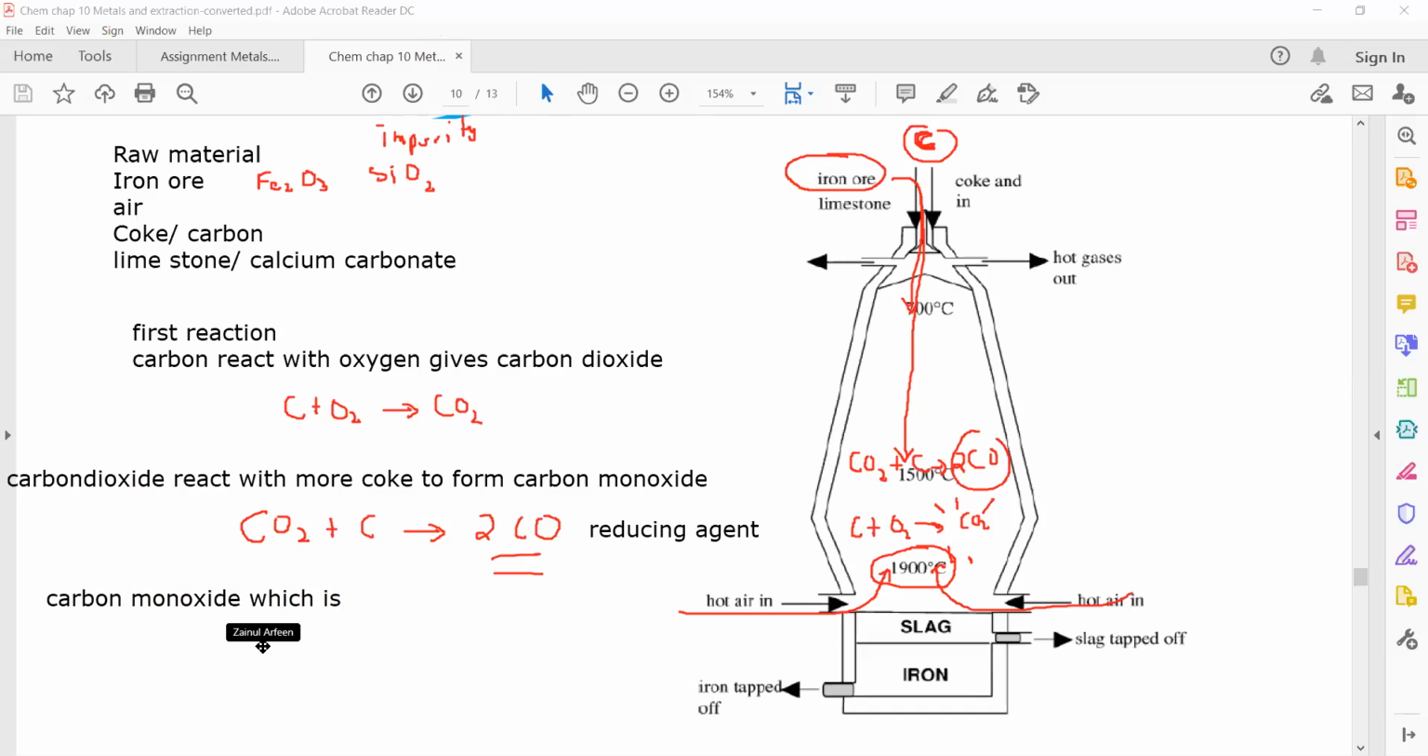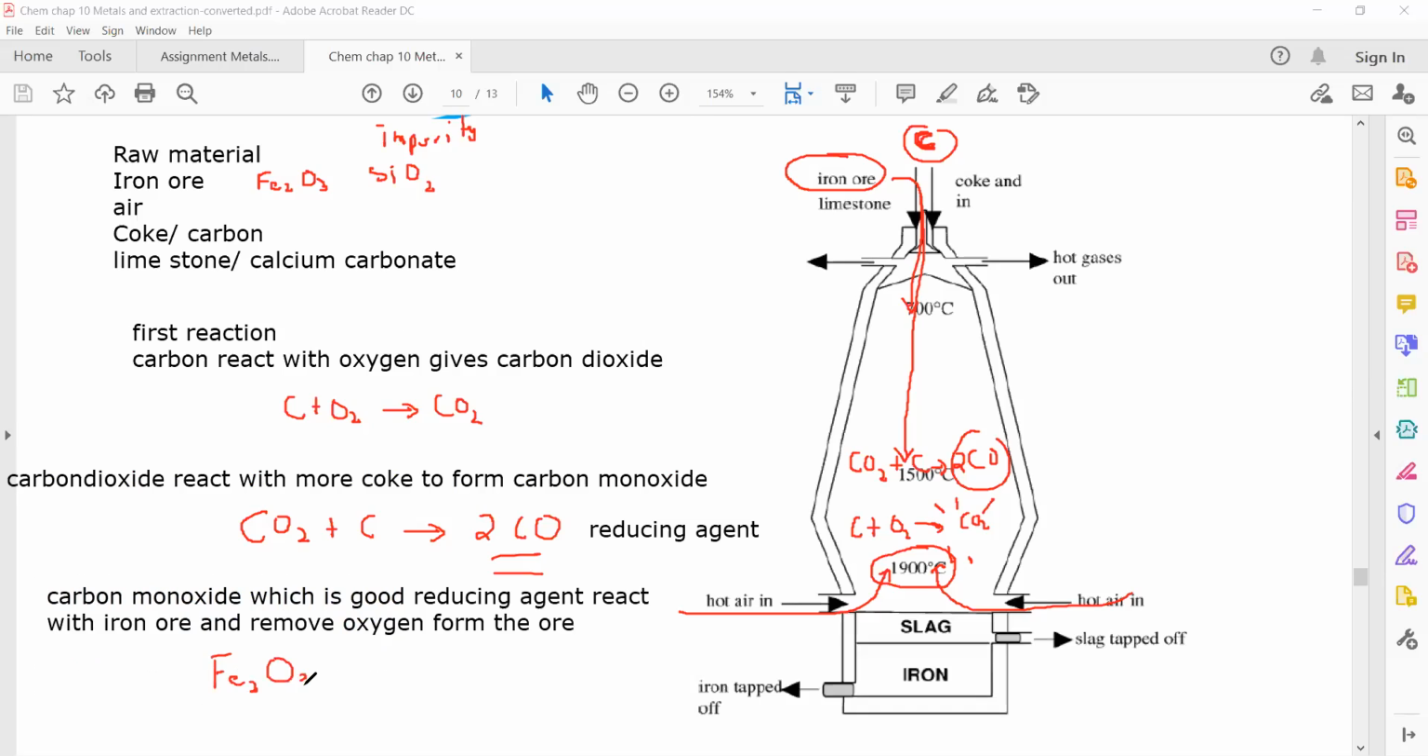So carbon monoxide, which is a good reducing agent, reacts with iron ore and removes oxygen from the ore. So the third reaction: iron oxide reacted with carbon monoxide. Carbon monoxide is a good reducing agent, so it will remove the oxygen. It will form iron, plus carbon dioxide.